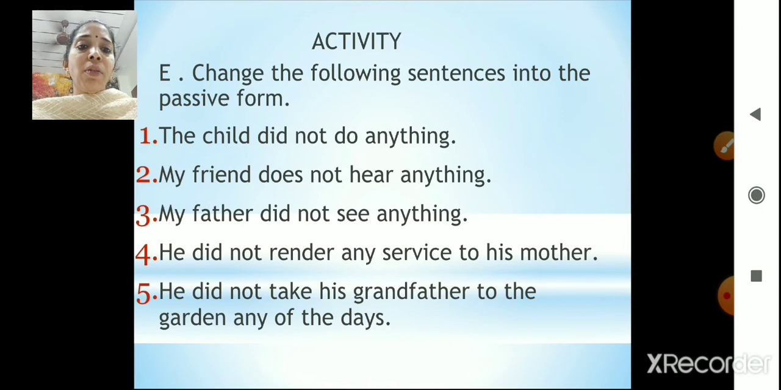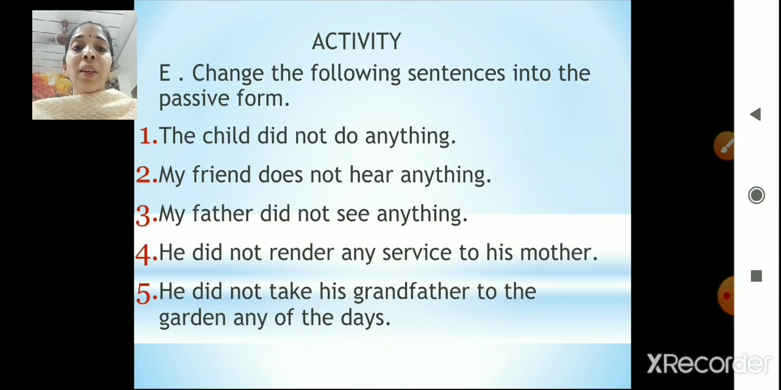My father did not see anything. Nothing was seen by my father. He did not render any service to his mother. So what will be the answer? No service was rendered to his mother by him.